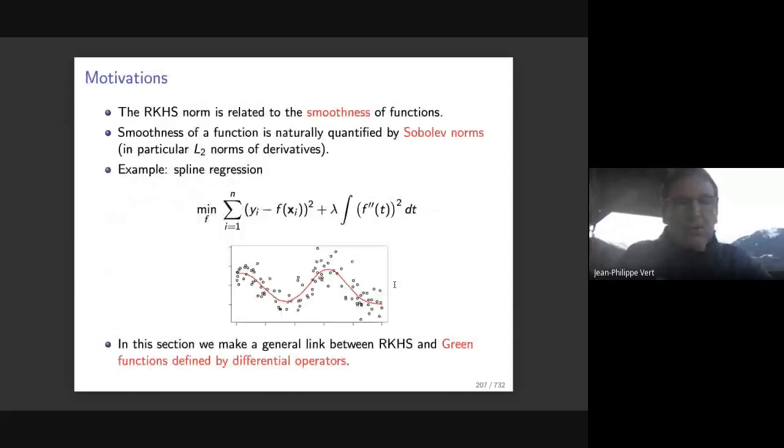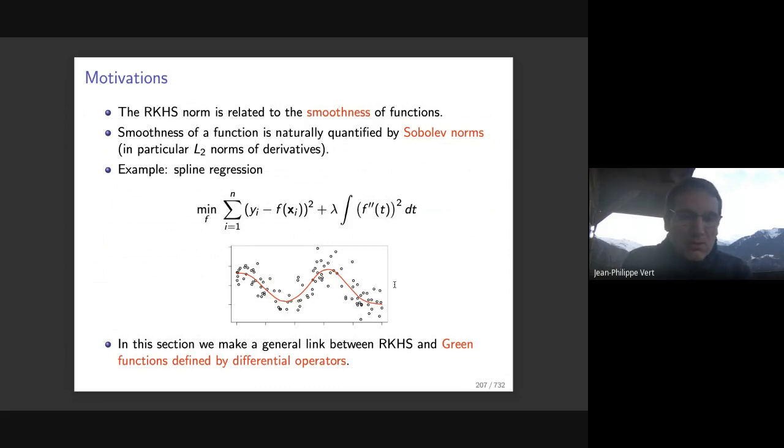Let's forget for a second about kernels and consider the following problem, which is called spline regression. In this example, you have x, y points. You want to predict y from x, as you see on the picture. Your regression function that you will learn here is the red line, defined as a function f that minimizes the mean squared error, so the sum of (yi minus f of xi) squared. This is small if the red curve fits the points well.